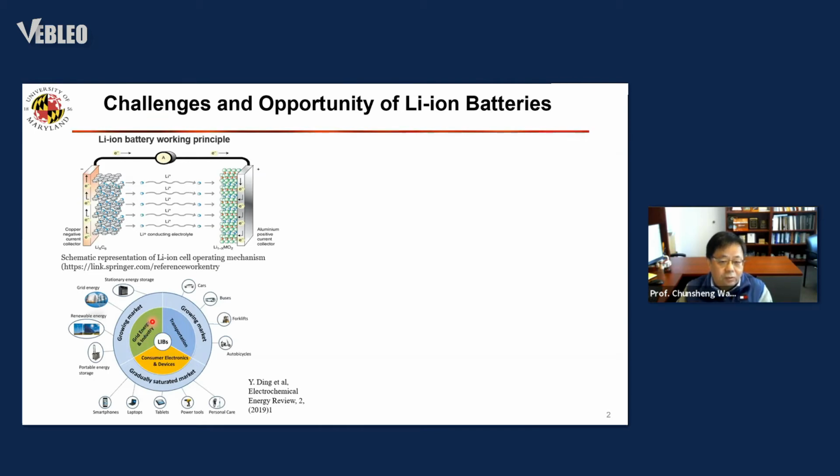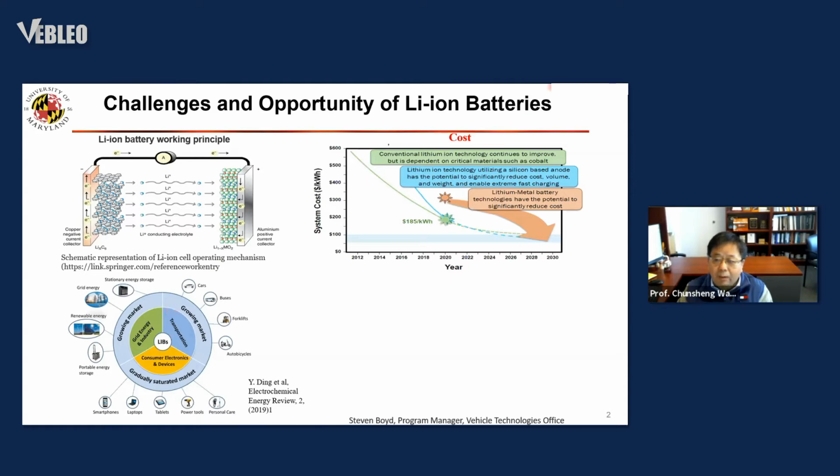The reason is that recently the cost of lithium-ion batteries has been significantly reduced. This green line is the graphite transition metal lithium-ion battery. This axis is the cost, and this is the year. Right now we are at 185, and they expect that a few years later we can reach 100 or below. If we use silicon to replace graphite and follow this line, the cost will reduce more significantly than the current graphite anode battery.